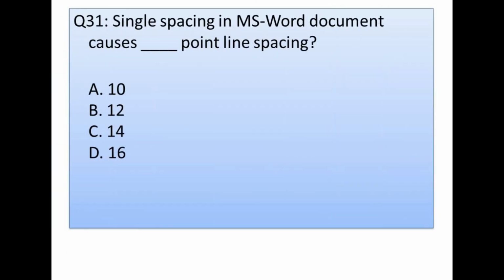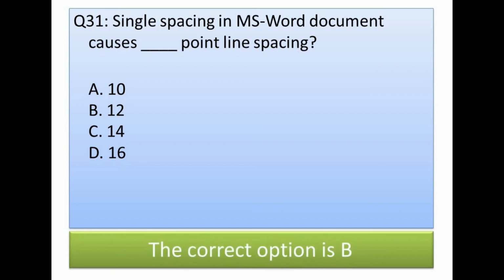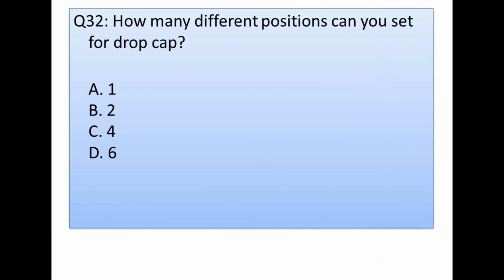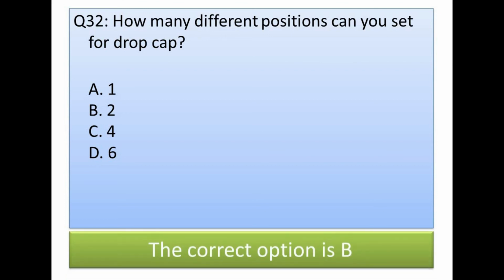Single spacing in MS Word document causes dash point line spacing: 10, 12, 14, 16. So the correct option is B. How many different positions can you set for drop cap? 1, 2, 4, 6. So the correct option is B.